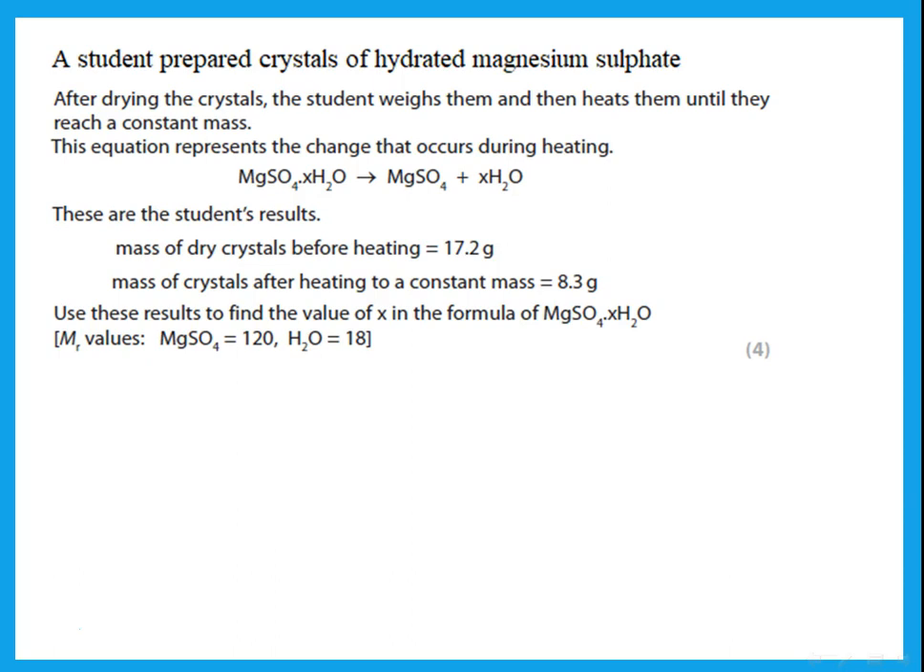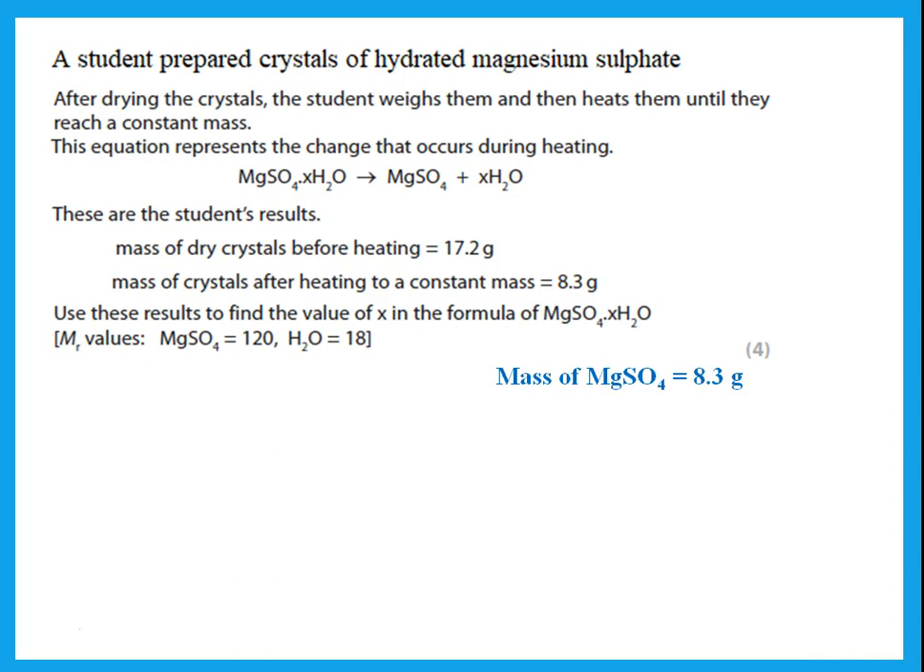So that must be the mass of the magnesium sulfate alone without the water. Now, use these results to find the value of X in the formula of magnesium sulfate, X water. Now, what do we do? It is just like we're getting a ratio, or we're getting an empirical formula. So you're trying to get the ratio between magnesium sulfate and H2O.